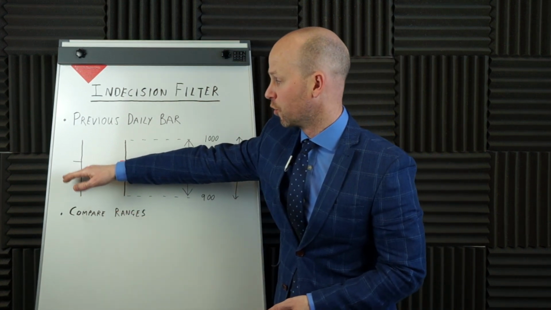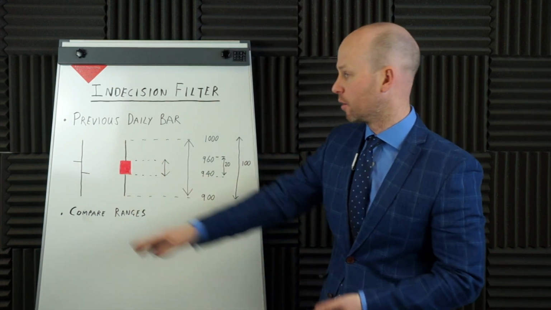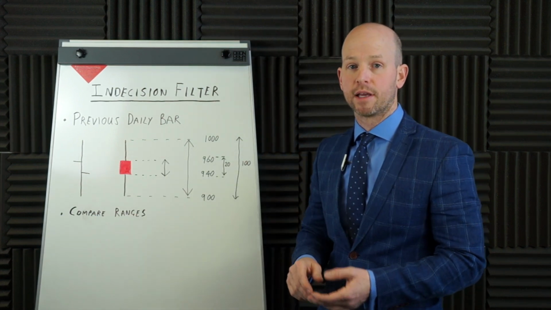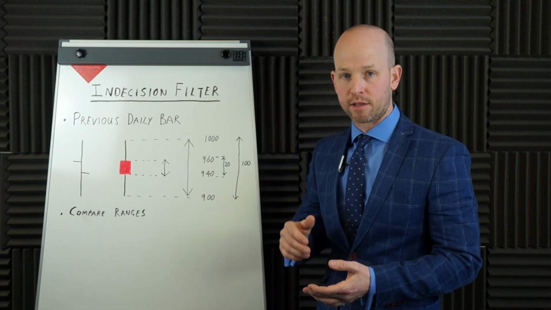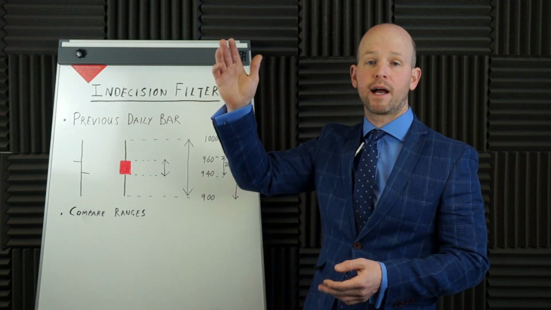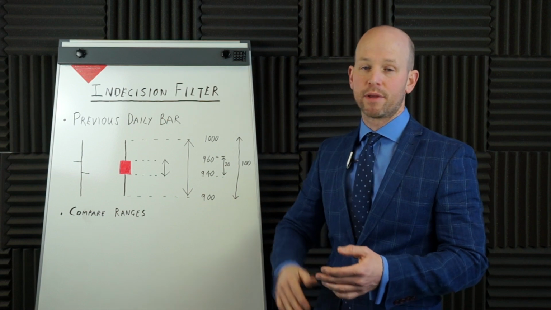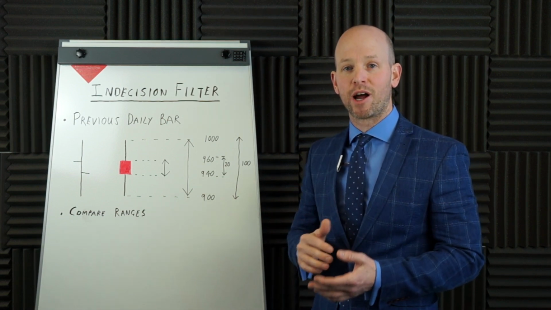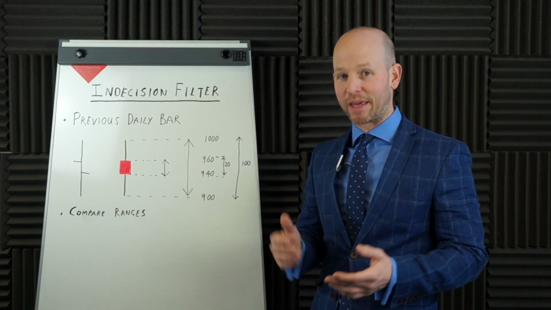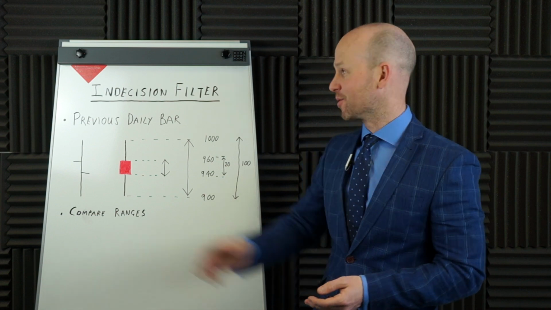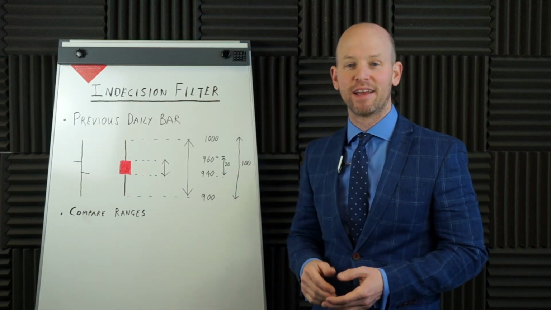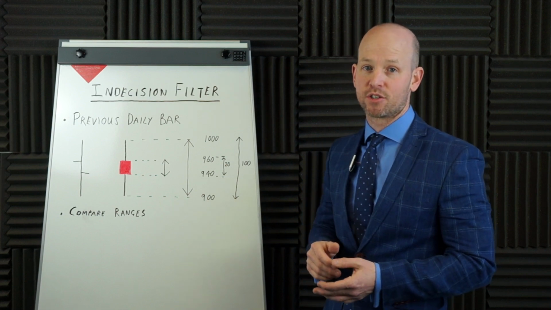or a small range between the open and the close on the normal chart. And what that's suggesting is that the market opened, it went wildly up, went wildly down, but then closed quite close to where it opened, so it couldn't make up its mind, or it was indecisive. Okay, that's why we're calling this one an indecision filter.